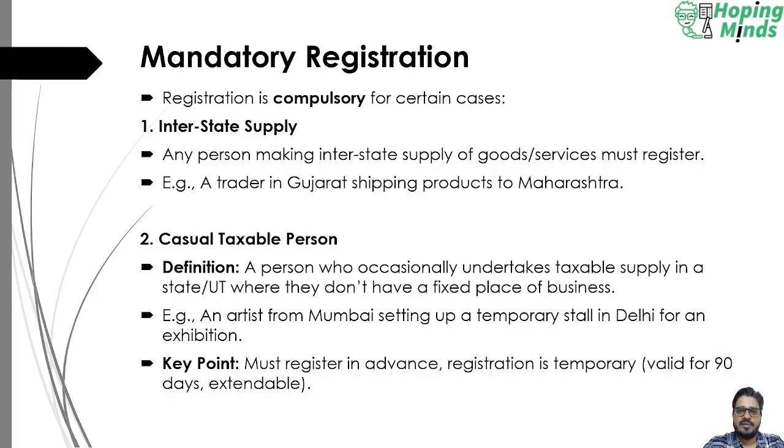Casual taxable person. Who is a casual taxable person? A person who occasionally undertakes taxable supplies in a state or union territory where they don't have any fixed place of business. For example, an artist from Mumbai setting up a temporary stall in Delhi for an exhibition. He needs to get registered as a casual taxable person. Registration under the casual taxable person must be obtained in advance and the registration is temporary, that is valid for 90 days, which can further be extended up to 90 days.